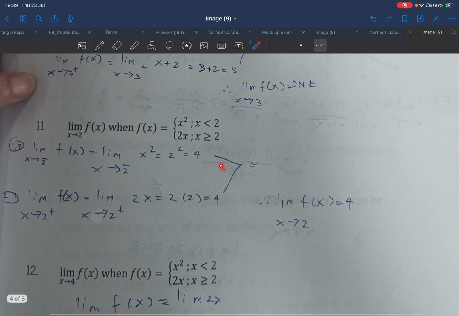Now, this time it is the same. So both side limits are equal. The overall limit is 4.